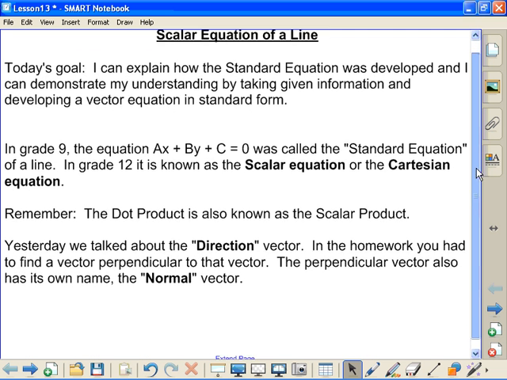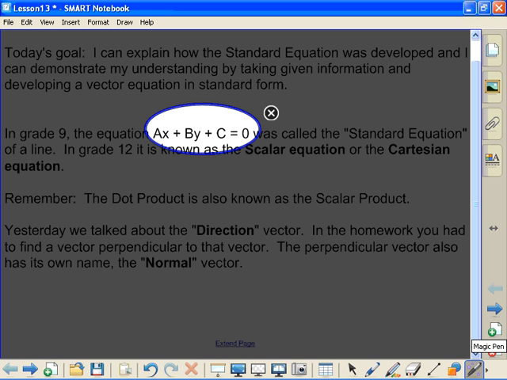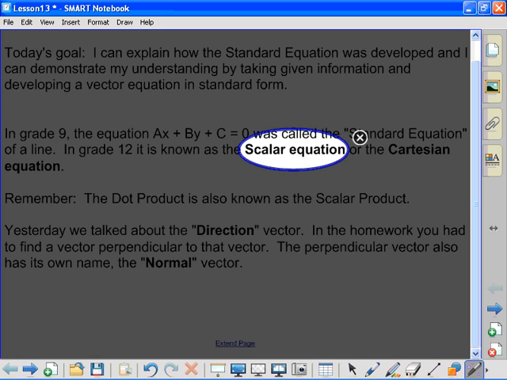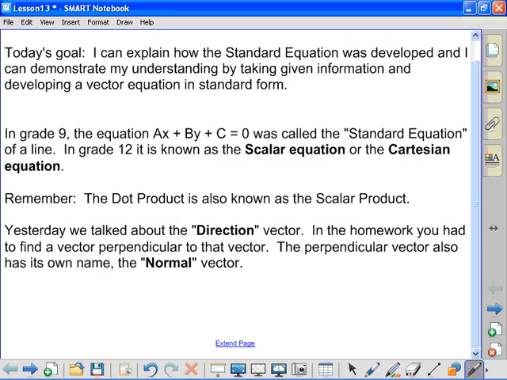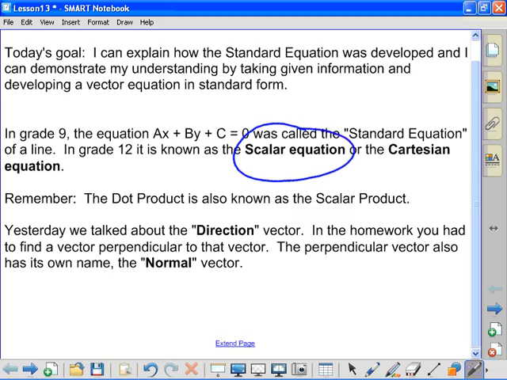In grade 9, you've already seen the standard equation. It's not new. It's our ax plus by plus c equals 0. You used it extensively in the grade 10 course when you did elimination. Standard form was the preferred form. And in grade 12, we start calling it the scalar equation, or some of the older books refer to it as the Cartesian equation. But we do call it the scalar equation. I'll explain why as we go through.